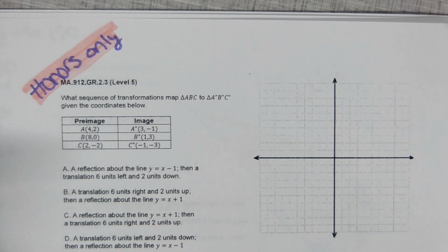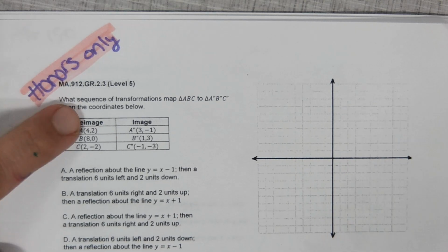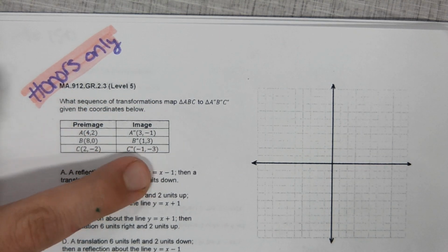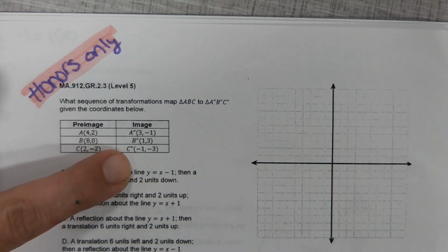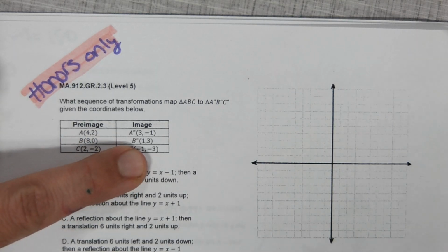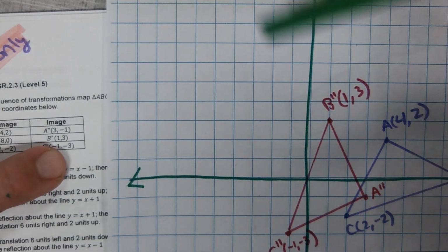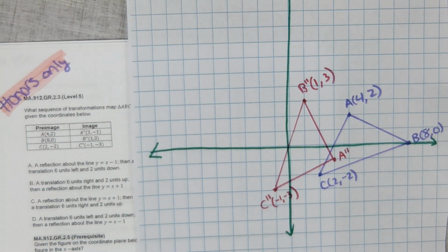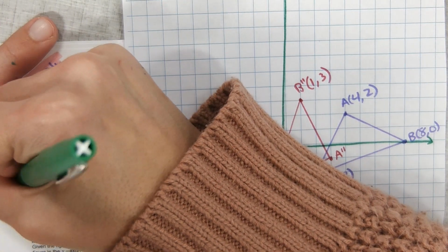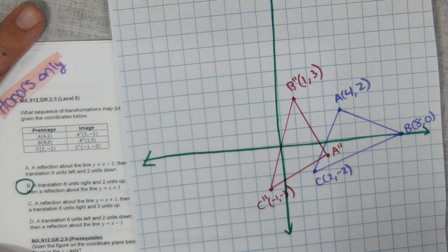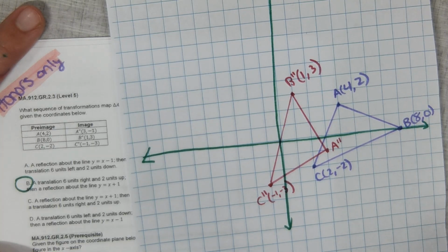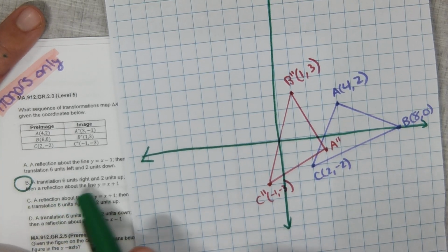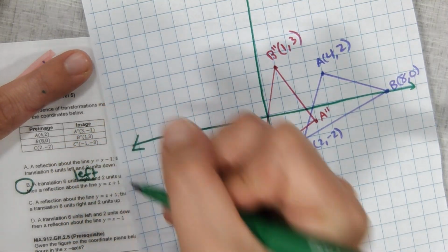For this one, what sequence of transformations maps ABC onto A double prime B double prime C double prime? So there's going to be 2 transformations that get this onto this. What we did is we already graphed this over here. This is the correct answer. However, they really threw me off with this one. This is why I'm kind of salty at this whole thing: there's an error in this. It's supposed to be 2 units left.